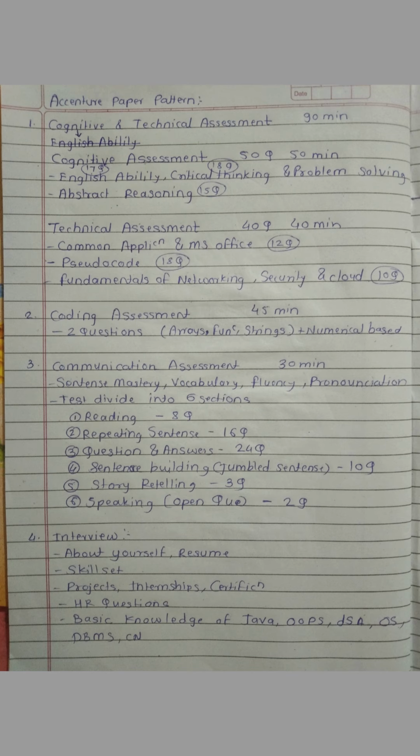In English ability, there are a total of 17 questions, for critical thinking and problem solving there are a total of 18 questions, and for abstract reasoning there are 15 questions. Then the next part of round 1 is the technical assessment, which will contain 40 questions for 40 minutes.